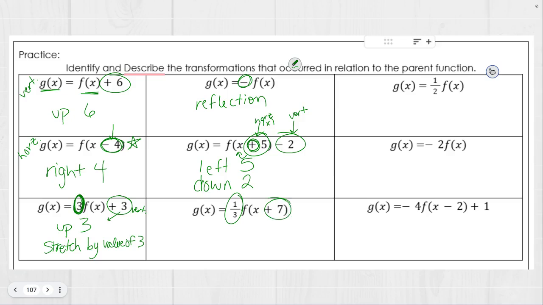I have two things happening, one on the inside, one on the front. So compress by 3. Notice it's just the denominator. It's by 3. Okay? You could also say it's a stretch compression of 1/3. That just means the compression of 3. Then you're going to go left, because that's the horizontal. It's opposite 7.